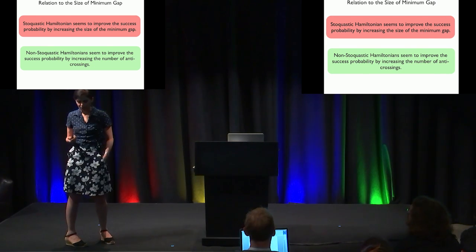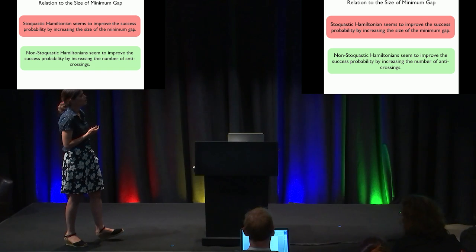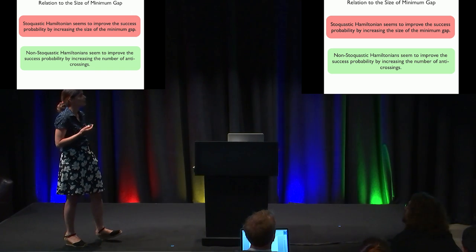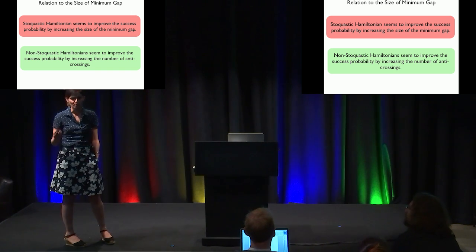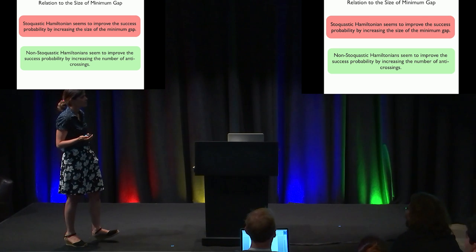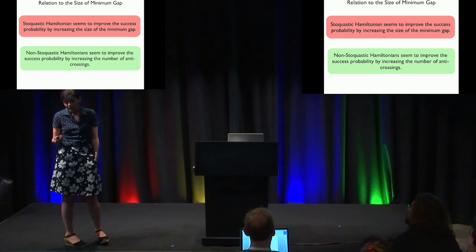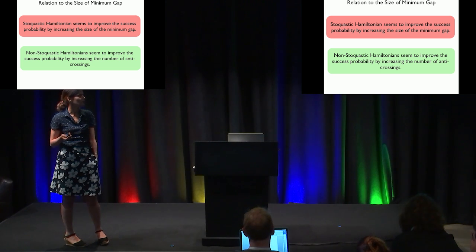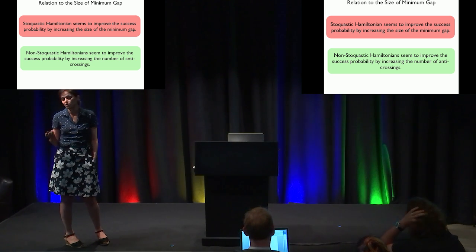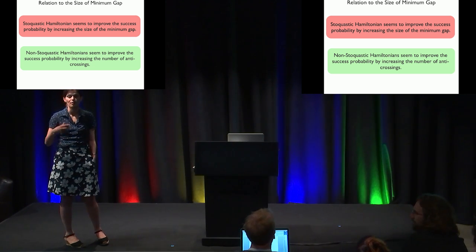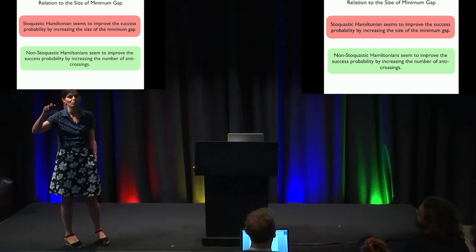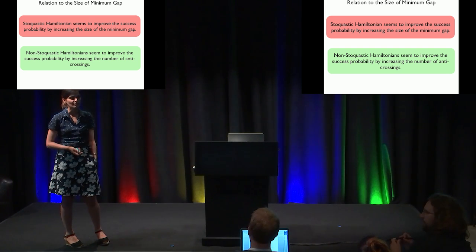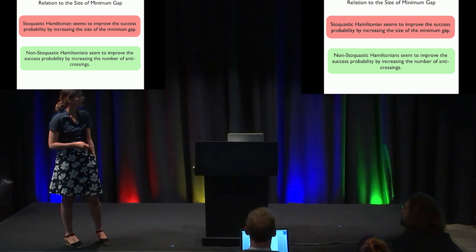So this leads us to thinking that, whereas the stochastic Hamiltonians seem to improve the probability by increasing the size of the gap, maybe one mechanism behind the fact that non-stochastic Hamiltonians seem to improve the probability is that they increase the number of level crossings, and thereby provide the opportunity for the system to go back to the ground state if it happened to jump earlier on.